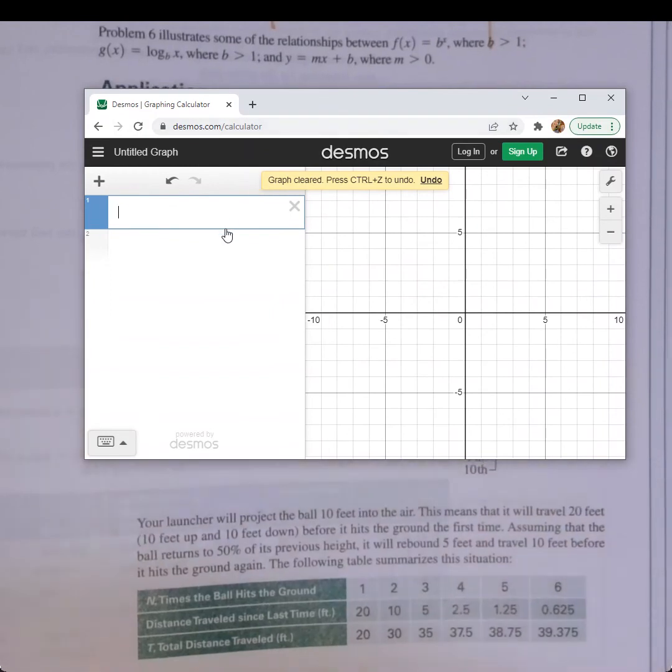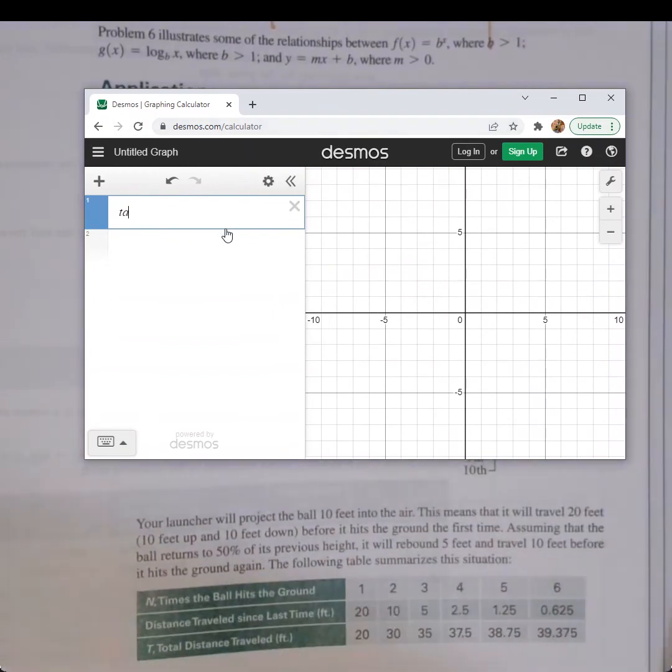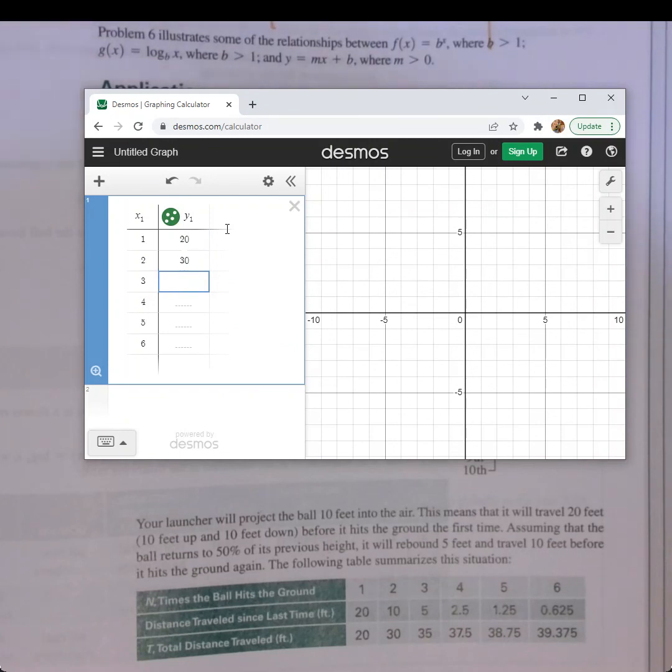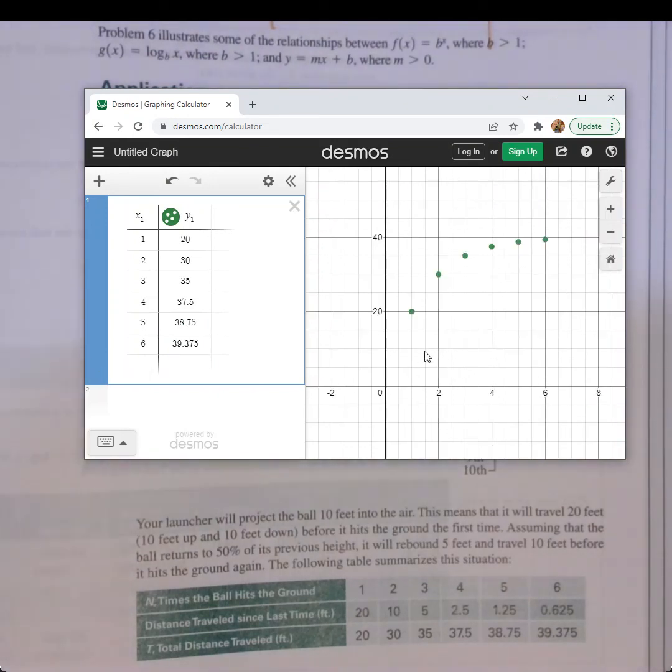Now we're just going to graph the top and the very bottom, the total distance. So I don't need that middle one. The middle one's just to help us compute. So I'm going to do 1, 2, 3, 4, 5, 6, and the 20, 30, 35. Just missed a 3 there. And the last one. So once all of those have been graphed, we can see that it does increase at a decreasing rate. So it should be a logarithmic model.